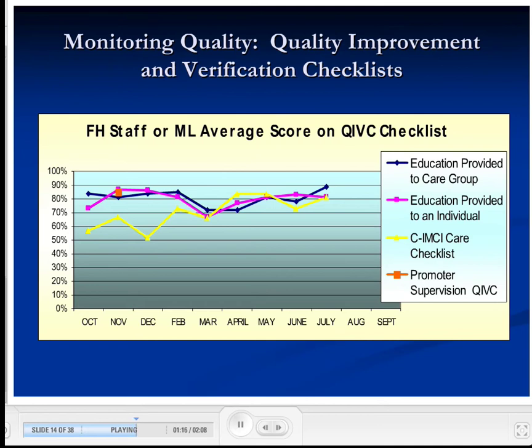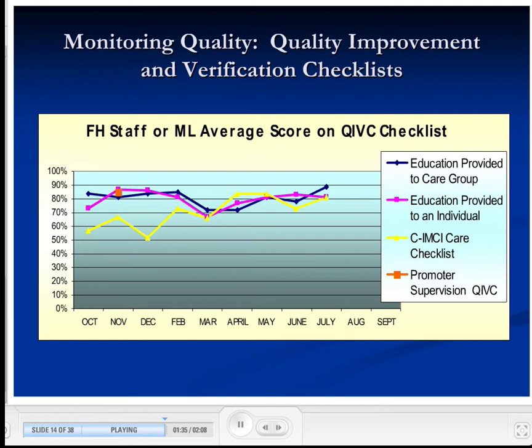But by using this checklist, we were able to then go out, observe them doing it, giving them feedback, very supportive feedback, explaining not only what they did wrong, but what they were doing right. And you can see over the course of a year, we got those scores over 80%. And that's the most complicated process we have.